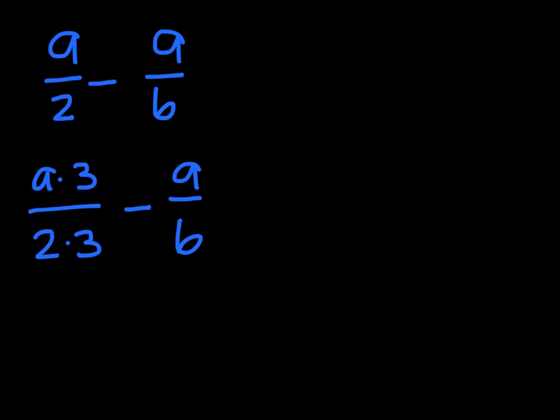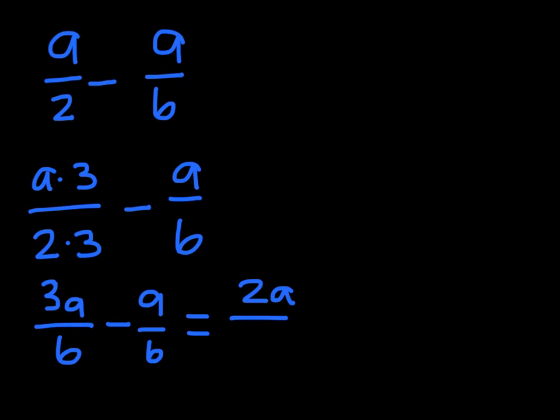fraction. So this becomes 3a over 6 minus a over 6, which can now be rewritten as 2a over 6, which can then be simplified to 1a over 3, or just a over 3.